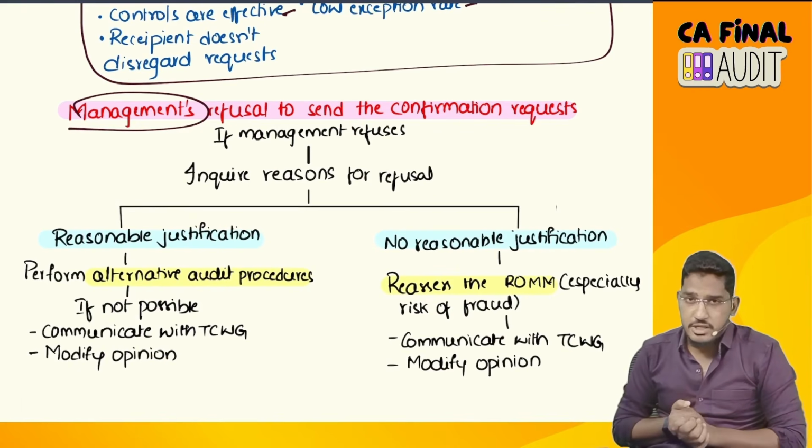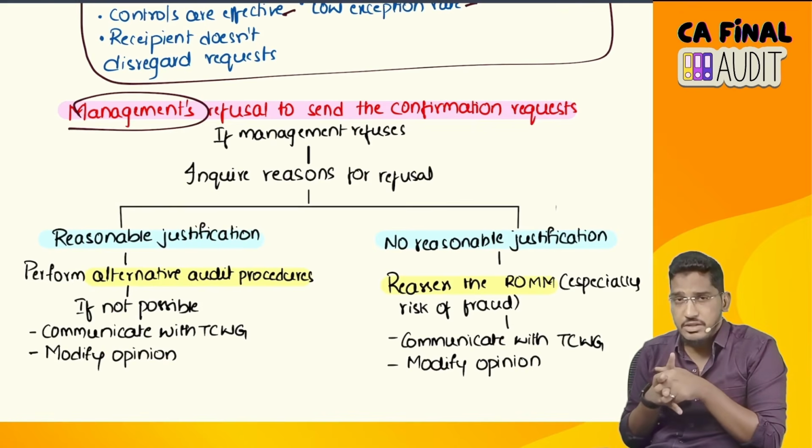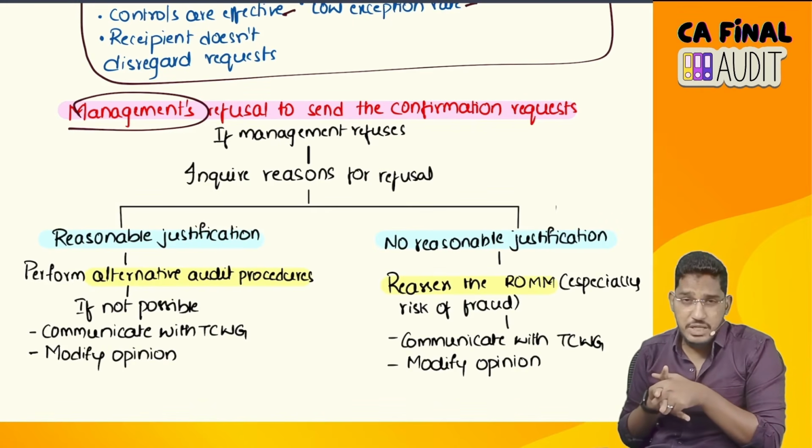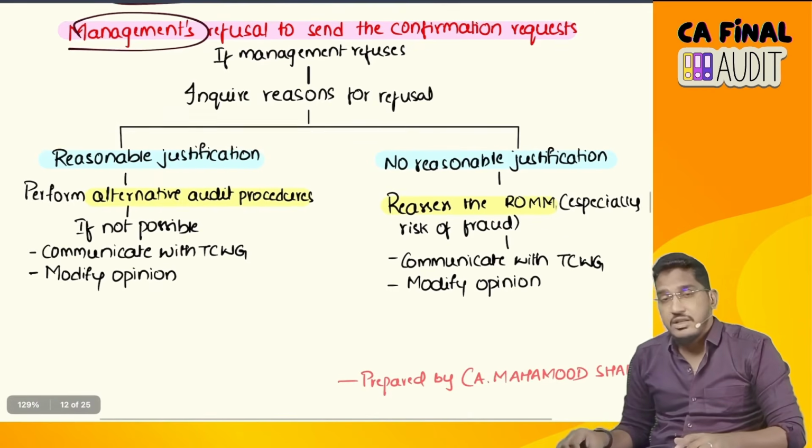Next, sir, I want to send a confirmation request to the third party, but the management is refusing to allow me to send a confirmation request to the third party. Then what should I do?